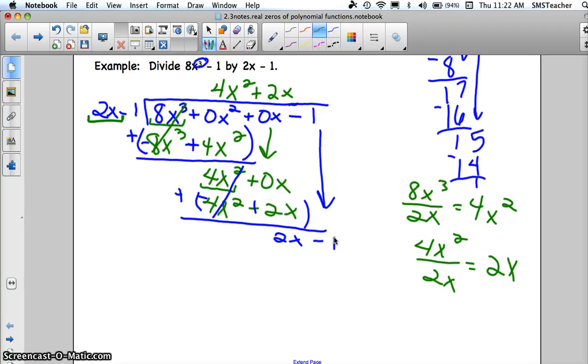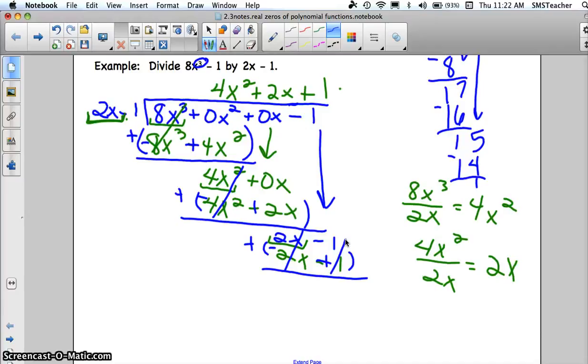We still have more division to do. The first term inside divided by the first term outside. 2x divided by 2x is 1, so this is plus 1. And we must multiply now using the distributive property. 1 times 2x is 2x. Positive 1 times negative 1 is negative 1. We must remember to subtract. When we distribute, that becomes plus a negative and plus a positive. And both cancel, so we have a remainder of 0.